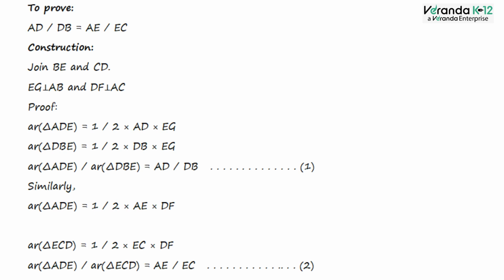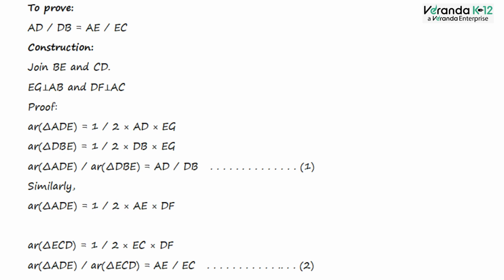Construction. Join BE and CD. Draw EG perpendicular to AB and DF perpendicular to AC. Now the proof. We know that area of triangle ADE is equal to half into AD into EG. Area of triangle DBE is equal to half into DB into EG. Area of triangle ADE divided by area of triangle DBE is equal to AD by DB. Let us consider this as equation number 1.